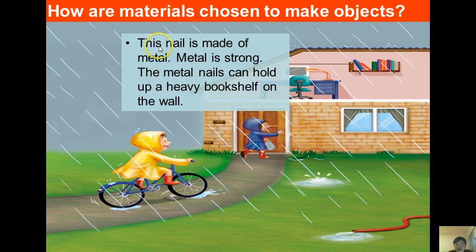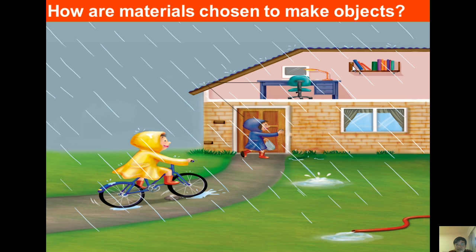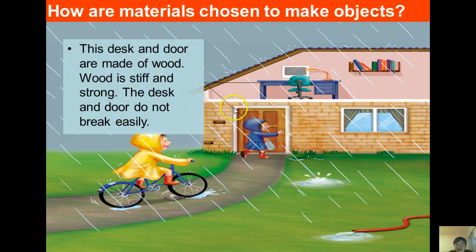Now this nail is made of metal. Metal is strong. The metal nails can hold up heavy bookshelves on the wall. They're pointing over here. These shelves, this wooden shelf to place the books, are driven onto the wall by the metal nails.